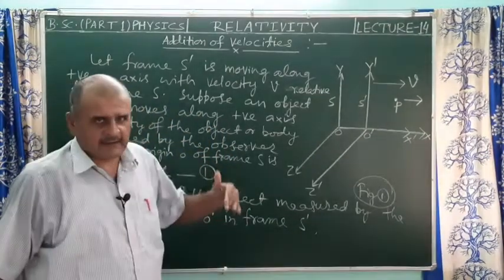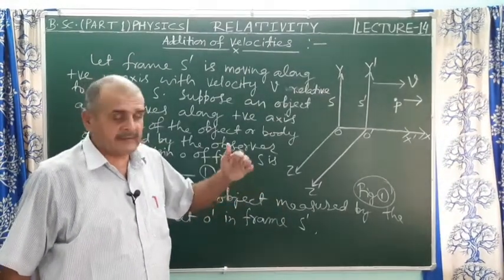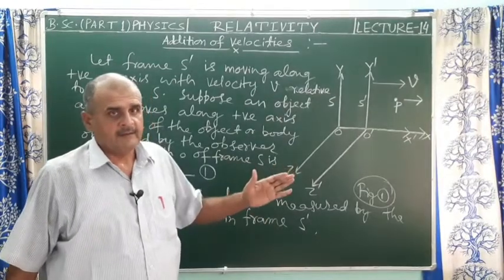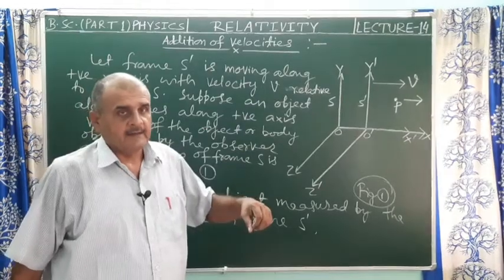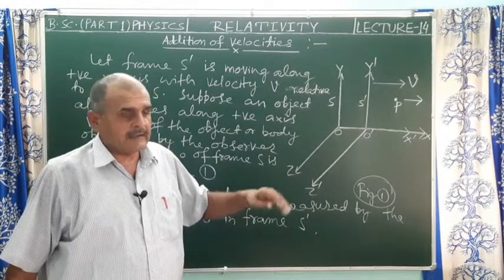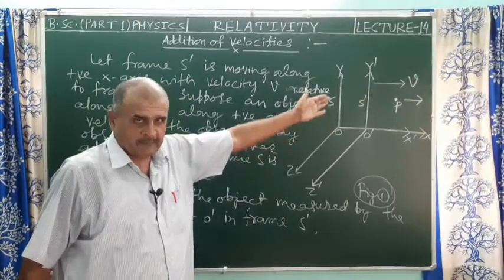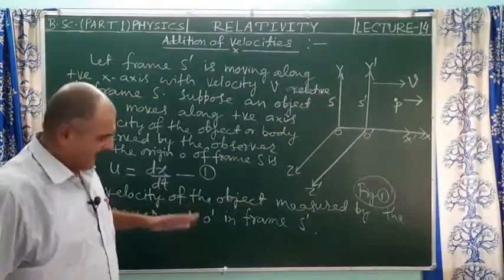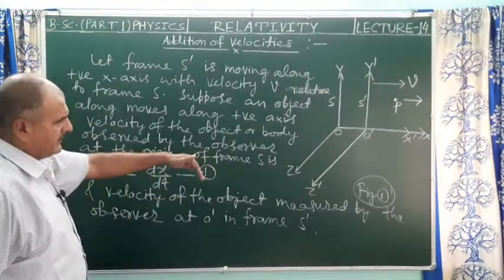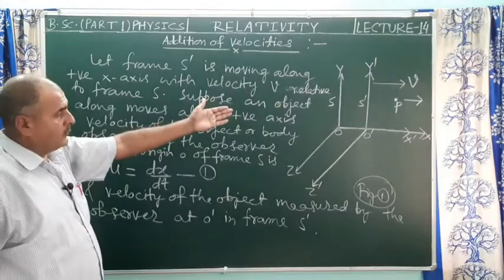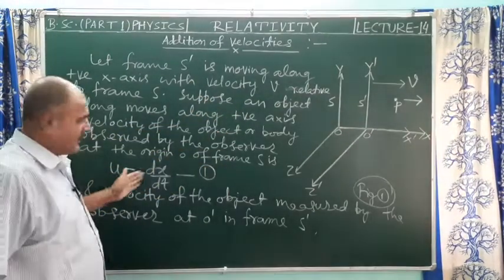If distance dx dash is covered by the object in time interval dt dash relative to the observer at O dash in frame S dash, then the velocity of the same object, whose velocity in frame S is measured to be u, which is dx upon dt.